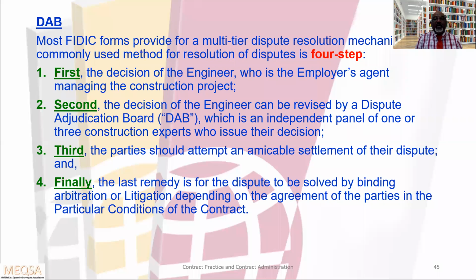Third, the parties should attempt an amicable settlement of their dispute. And finally, the last remedy is for the dispute to be solved by binding arbitration or litigation, depending on the agreement of the parties in the particular conditions of the contract. Either they can go to arbitration or litigation. So these are the 4 steps.